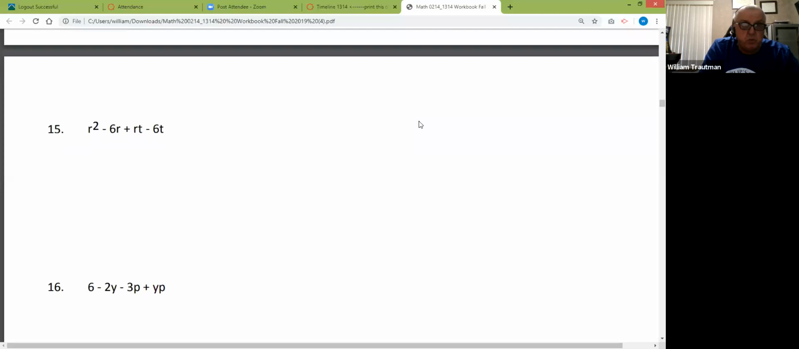Factor using the 4-term method. I'm going to give you guys a chance to try to do this and see if you come up with the same thing I do. Try number 15 and see if you come up with the same thing I do. I'll give you a couple of minutes.